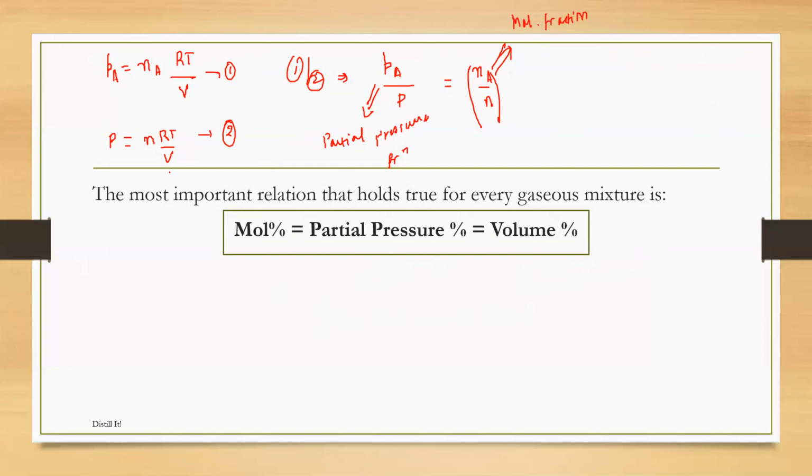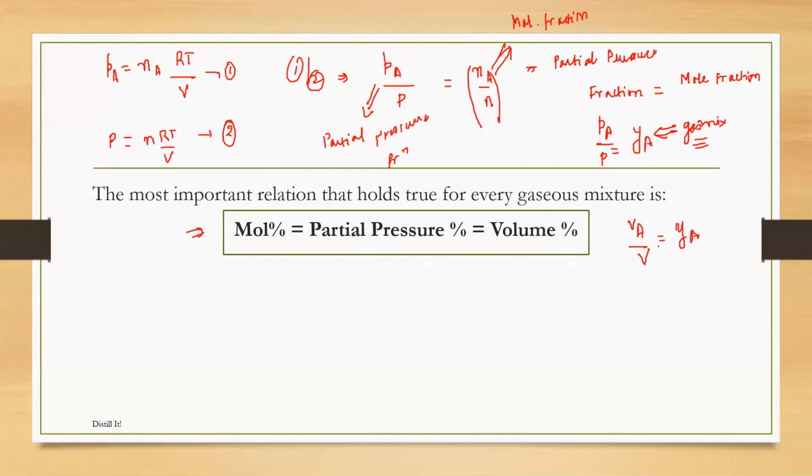And then the rest of the terms, RT by V, get cancelled. So hence, we get partial pressure fraction is equal to the mole fraction. That means PA by P is equal to YA, since we are taking a gaseous mixture. Remember, this is applicable only for gaseous mixtures. Don't use this in liquid. Similarly, we can prove that VA by V is also equal to YA. Hence, altogether we can say mole percent or mole fraction is equal to partial pressure percent or partial pressure fraction, which is equal to volume percent or volume fraction.